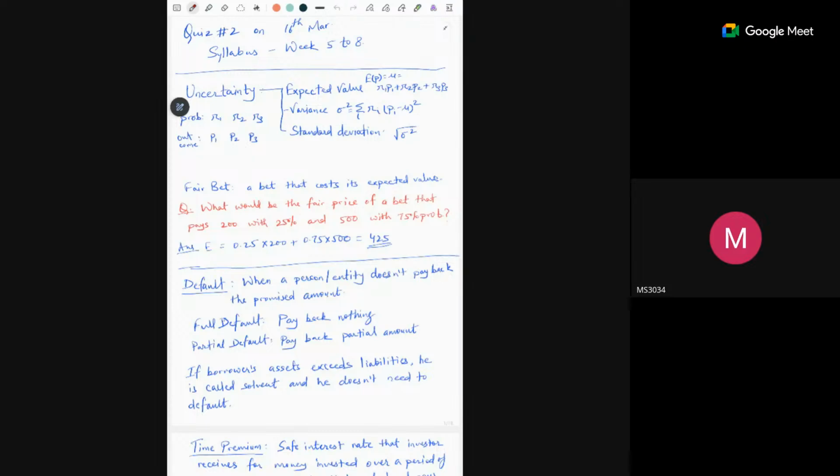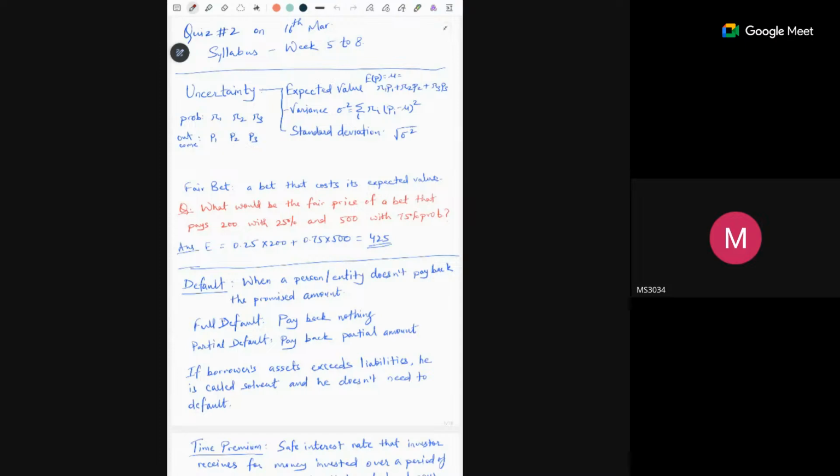So in week 5 we started our discussion regarding uncertainties. In the first 4 weeks we were only discussing situations where all the conditions were known to us. But in this part of our lectures we started our discussion of when there is uncertainty in the economic environment.